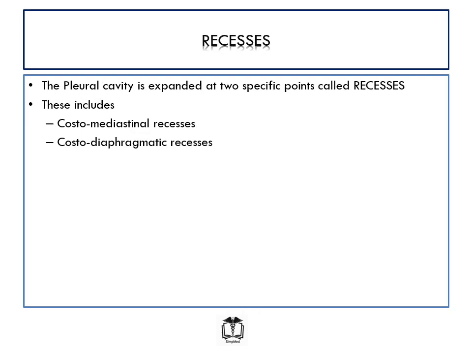Just as we have reflections in pleural membrane, we also have recesses in the pleural spaces. So a pleural cavity or pleural space tends to expand at specific points to form what we call recesses. And there are two major recesses found within the pleural cavity. This includes the costal mediastinal recess and the costal diaphragmatic recess.